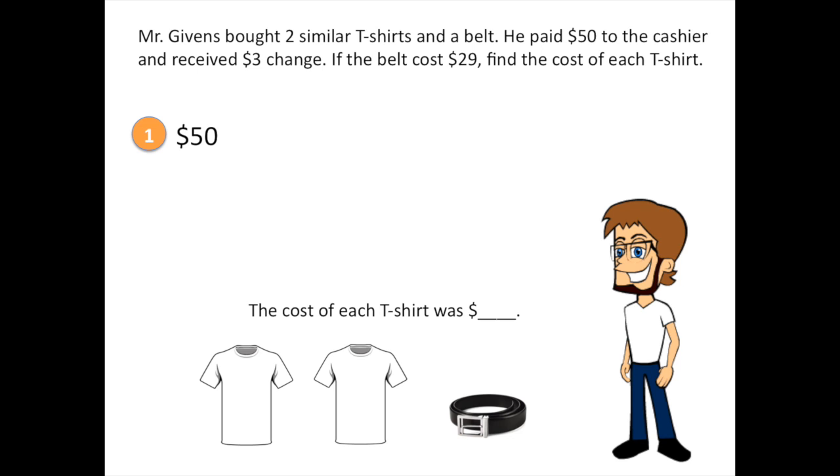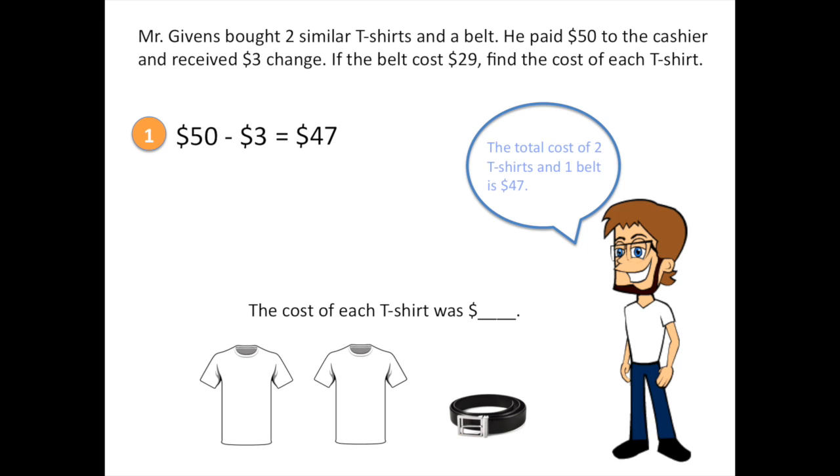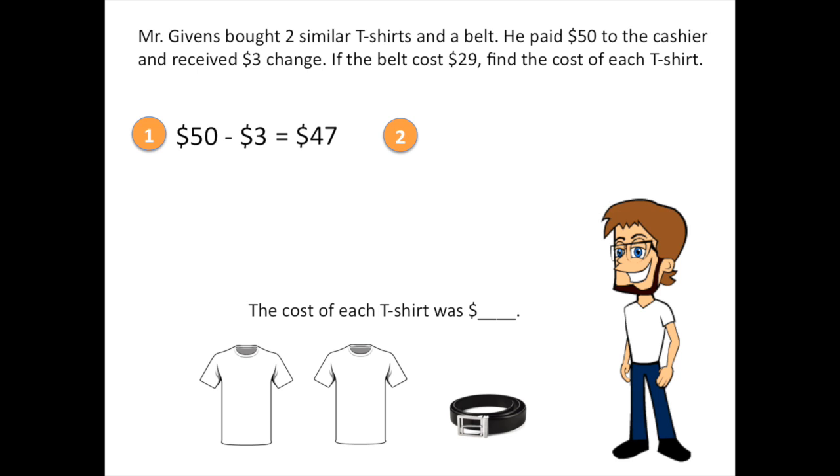He gave the cashier $50. He received $3 back. So Mr. Givens spent $47. And that information is needed because now that's the total of the two t-shirts and the belt. The total cost of two t-shirts and one belt is $47. Now we can go and draw our bar model to illustrate the two t-shirts and the belt and our total cost.